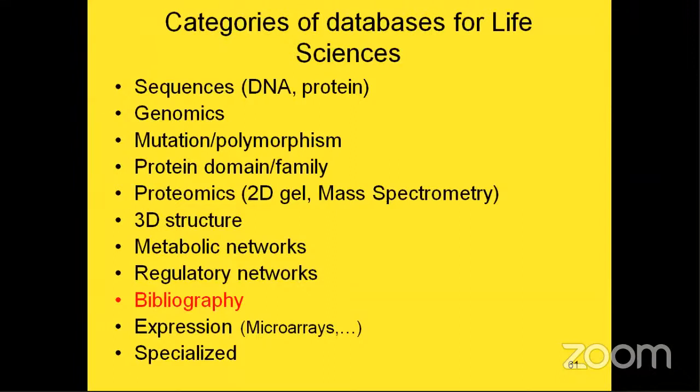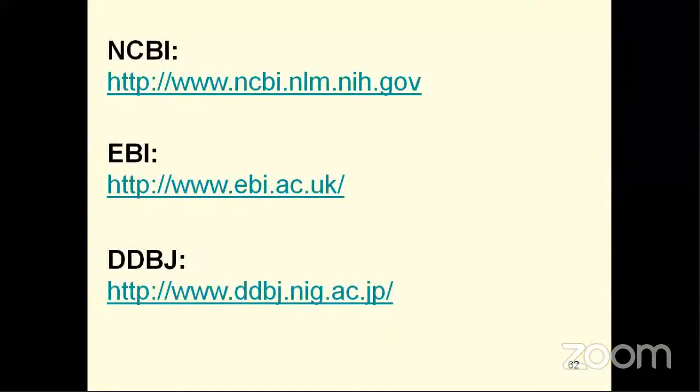These are the different categories of life science databases: sequence databases for DNA and RNA, genomics, mutation and polymorphism data, protein domain and family information, structure information, and literature databases, and so on. And these are the URLs of the databases that are frequently used in bioinformatics.